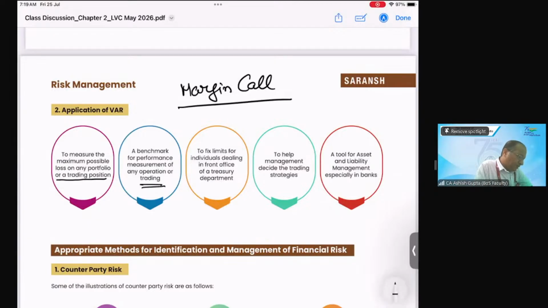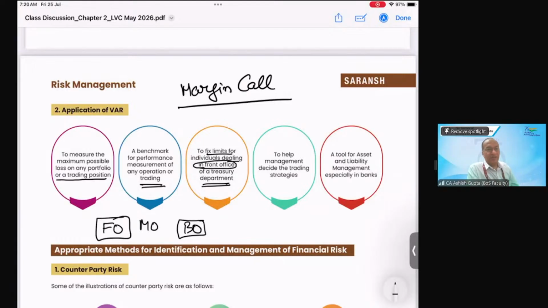Then it fixes the limit for an individual dealing in the front office of a treasury department. As I told you, there are three kinds of office: the front office, the mid office, and then the back office. Generally these limits are put on the front office in the treasury, because they have to carry out the transactions. So that they do not exceed a loss limit, limits are placed on their trading, and especially in the case of a bank it is very important.